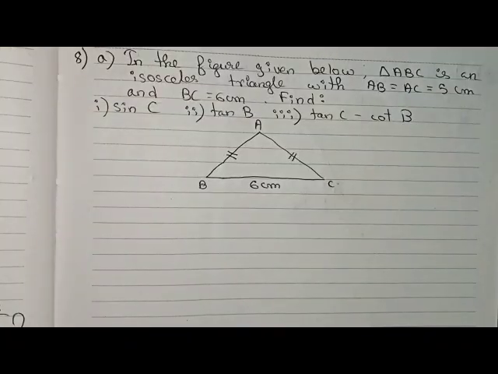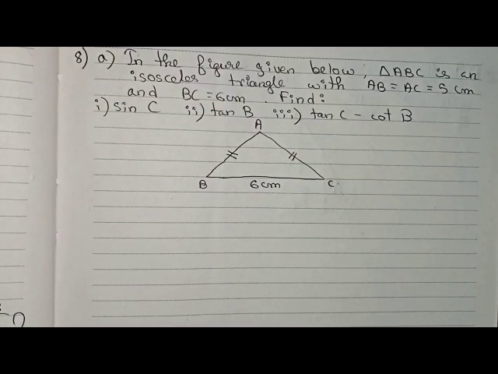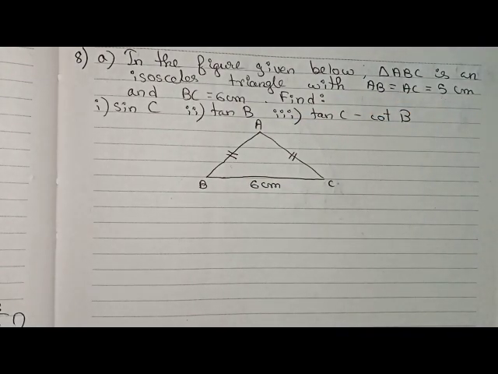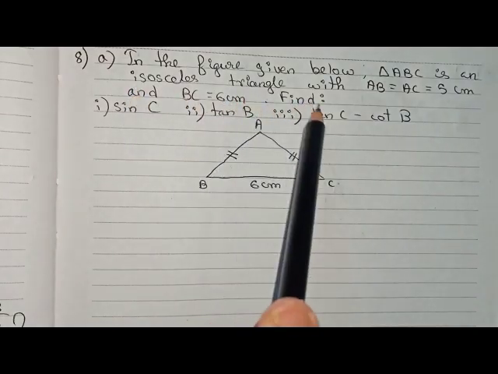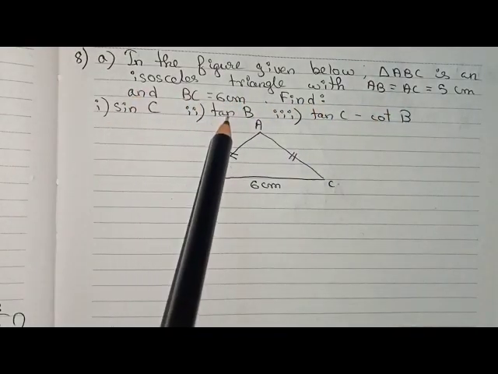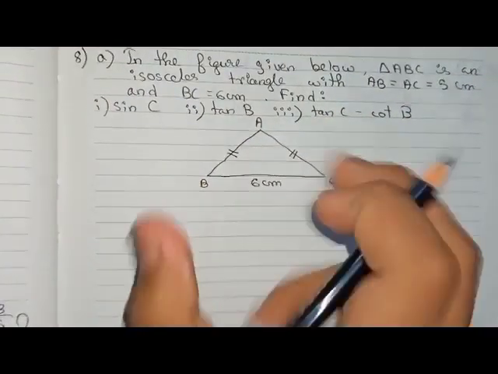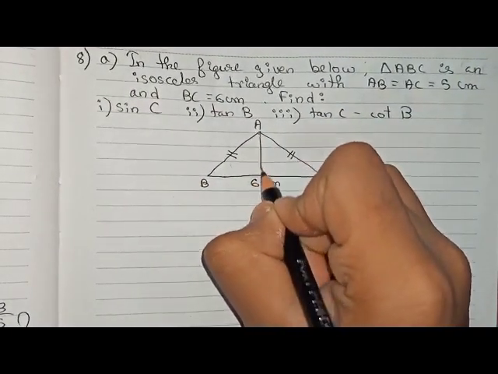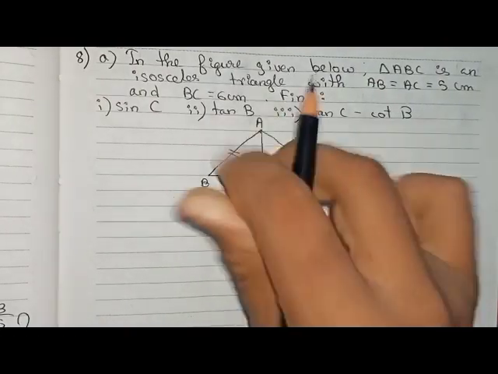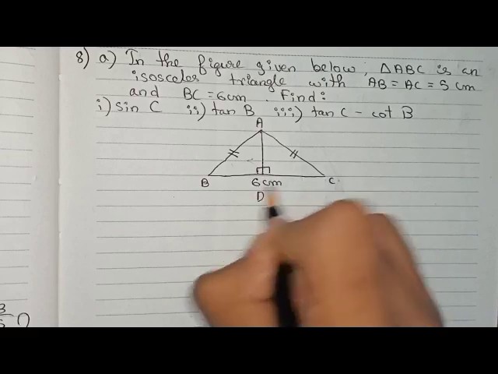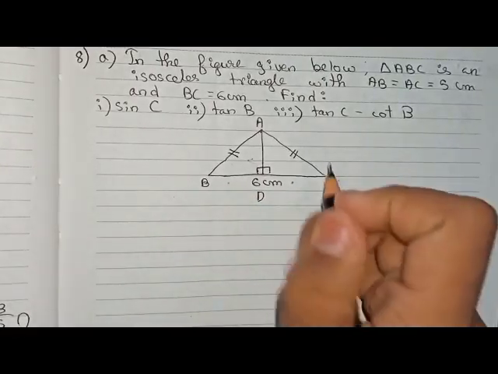Question number 8a. In the figure given below, triangle ABC is an isosceles triangle with AB equal to AC equal to 5 cm and BC equal to 6 cm. Find sin C, tan B, tan C minus cot B. So in this question also, like the previous one, you draw a perpendicular, right angle formed. Name it D. So 6 cm, so this side 3, this side also 3.